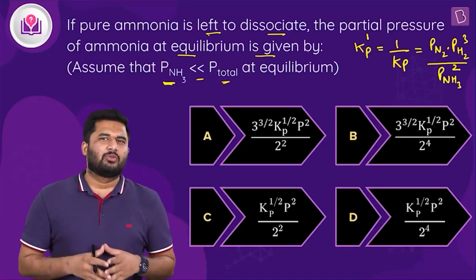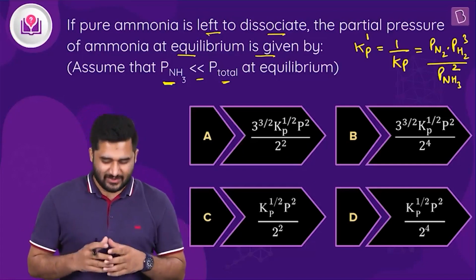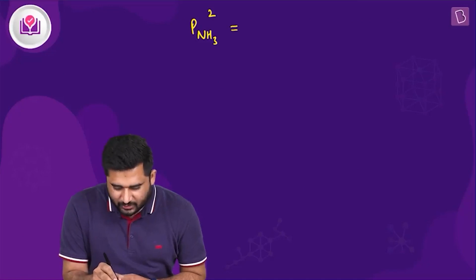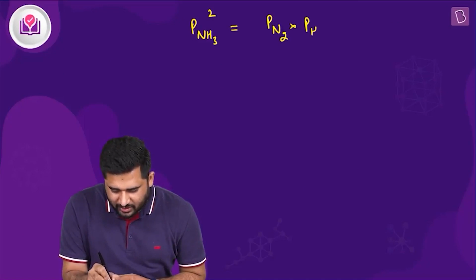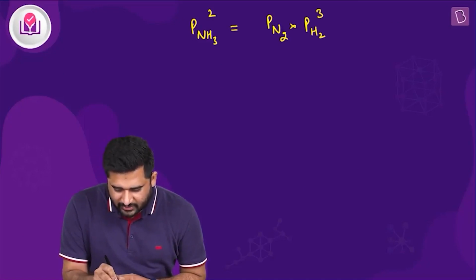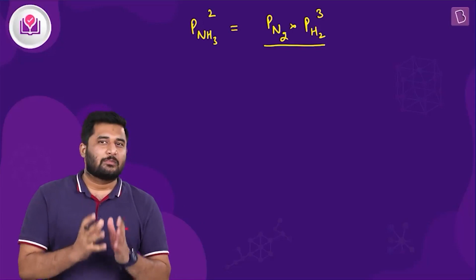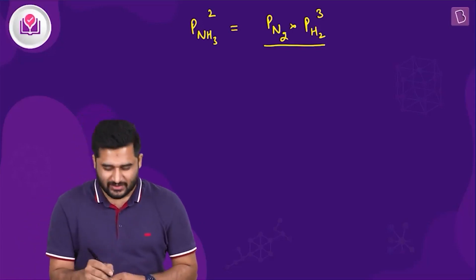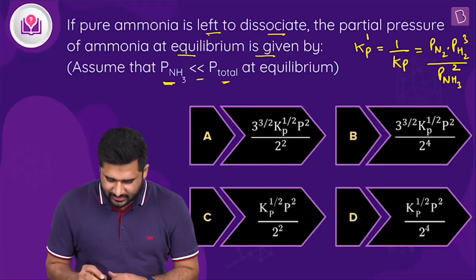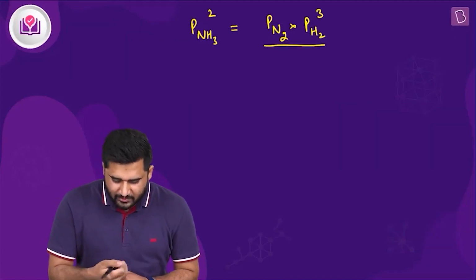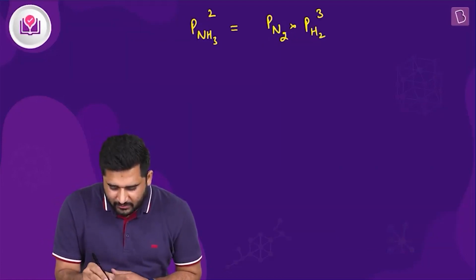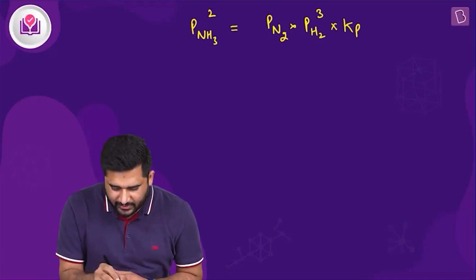Now what we have to do is just put the values. All right, let us do this. So now you can see the partial pressure of ammonia, which is what we have to find out, raised to power 2 will be equal to the partial pressure of N2 into the partial pressure of H2 raised to power 3, and all these partial pressures are at equilibrium, multiplied by Kp. All right. So now let's put the values.